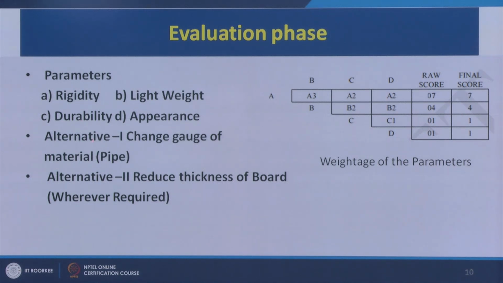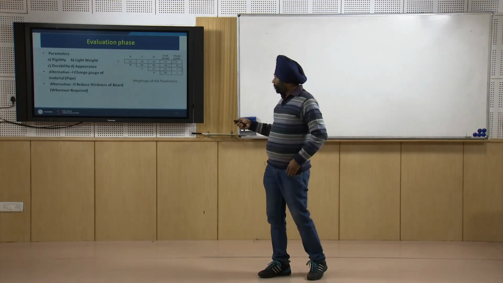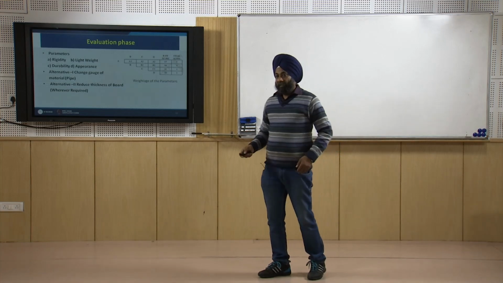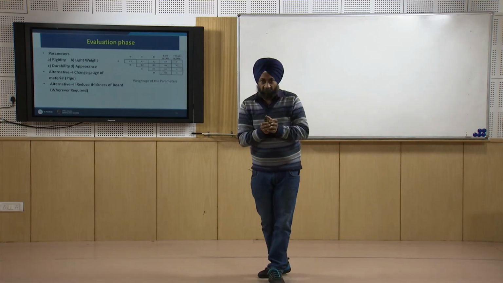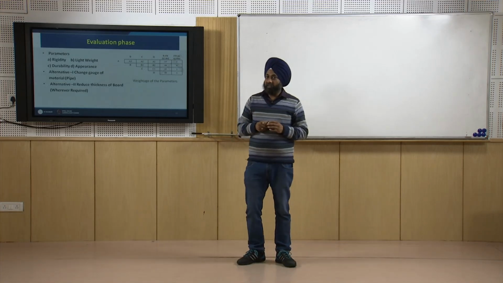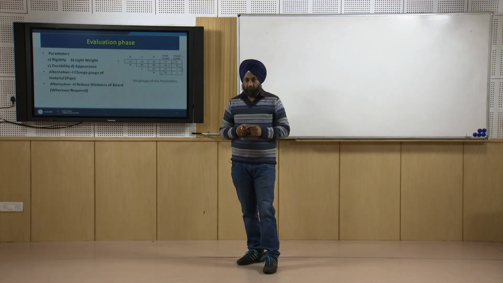So alternative 1 is to change the gauge of the material pipe, as compared to the existing design, and alternative 2 is to reduce the thickness of the board wherever required. So in the creative phase we have seen that there is scope to redesign the product in such a way that we are able to save some money.